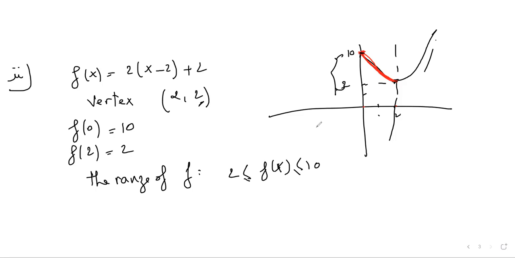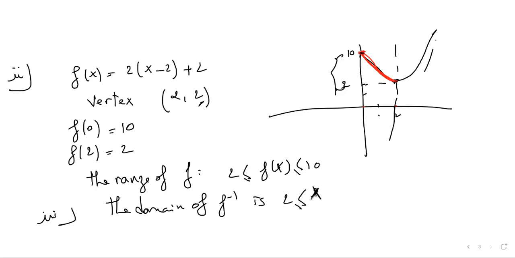State the domain of f inverse. Well, the domain of f inverse is the range of f. So the domain of f inverse is equal to x between 2 and 10. Right, now they ask you to sketch on the same diagram the graph of y is equal to f(x), y is equal to g(x), y is equal to f inverse of x. Make clear the relationship between the graphs.